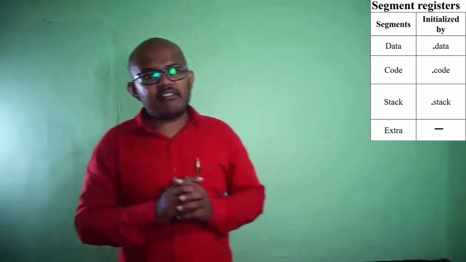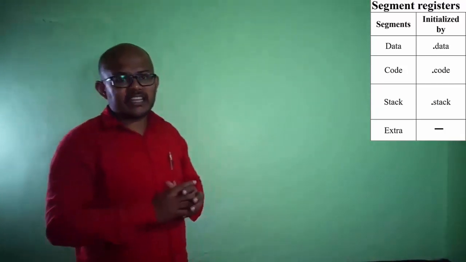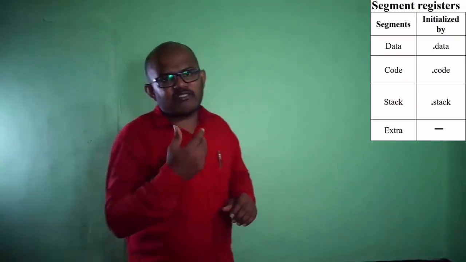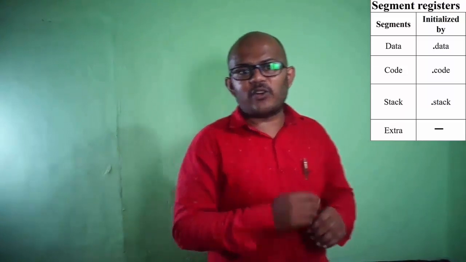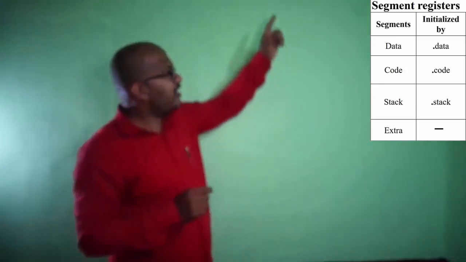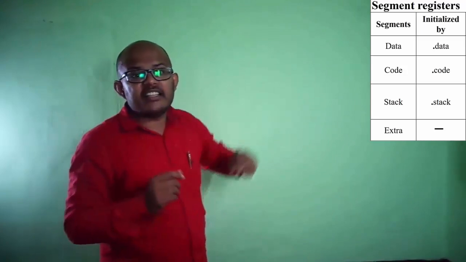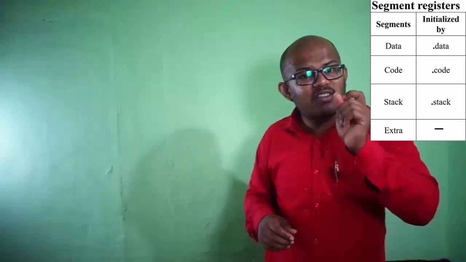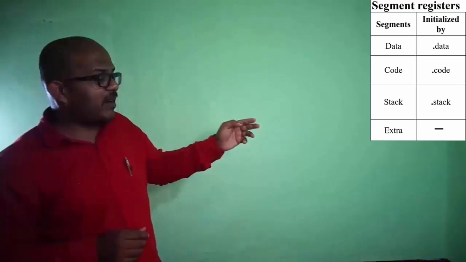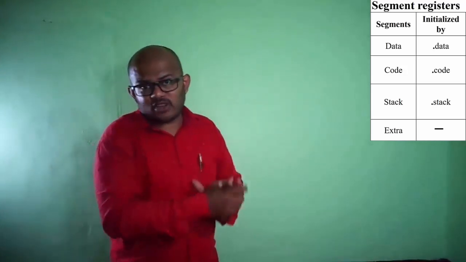Next, if I am talking about the segments of the 8086 microprocessor, we have four segments: data segment, code segment, stack segment and extra segment. What is the need of the data segment, code segment and so on, we are going to discuss. In order to initialize the data segment, the assembler directive is .data. Similarly, if you want to make use of code memory, you write .code. To make use of stack memory, you write .stack. But you can't make use of the extra segment this way.